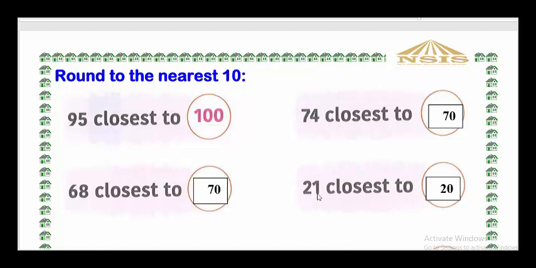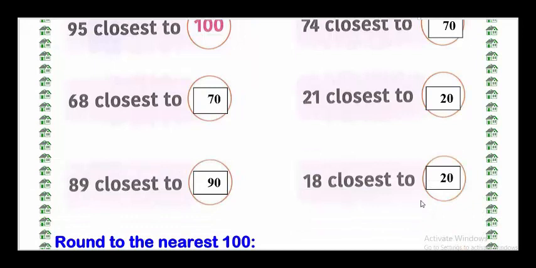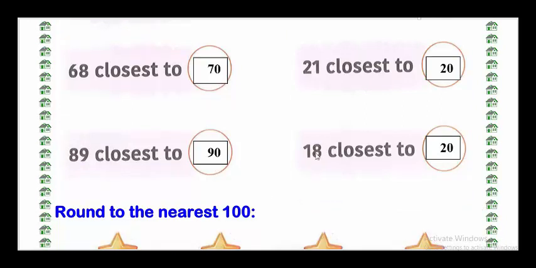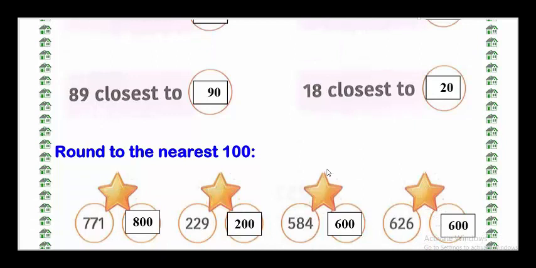21 to the nearest 10. 1 is a poor number, so 2 will be the same, 20. 89 to the nearest 10. 9 is a rich number, so 8 will be 9. It will be 90. 18. 8 is a rich number, so 1 will be 2. And the answer will be 20.